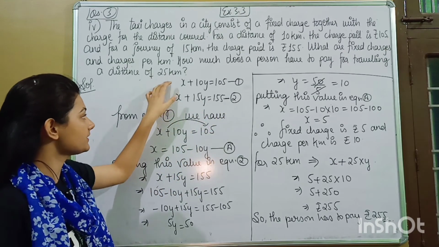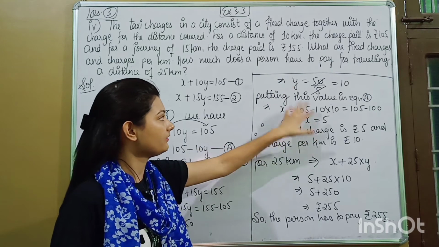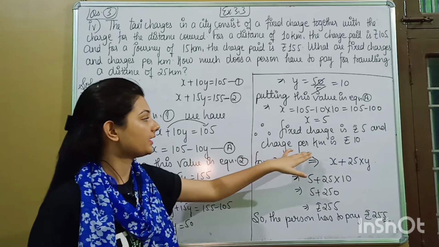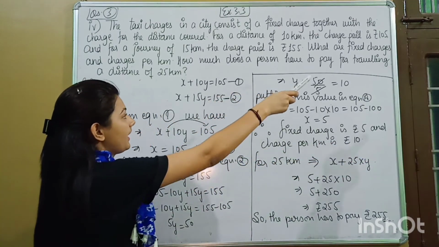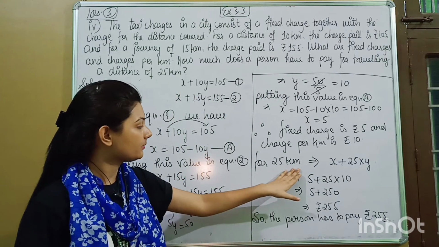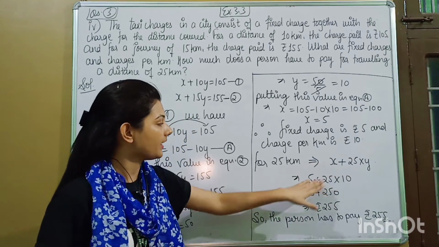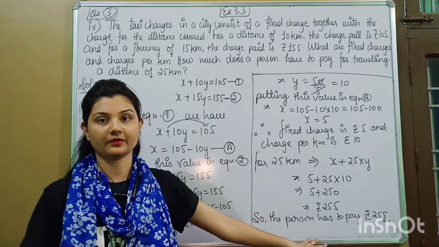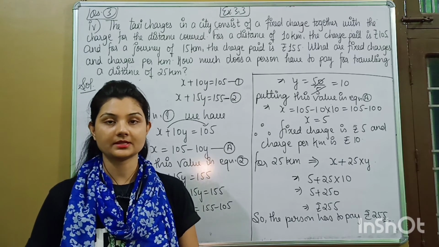Now we will again solve these equations by using the substitution method. So we get the value of x as 5 and y as 10. It means the fixed charge is rupees 5 and the charge per kilometer is rupees 10. Now we have to find how much a person has to pay for traveling a distance of 25 km. So for 25 km, the equation will be x plus 25y. We will put the values of x and y here. So the total charge he has to pay is rupees 255. So now this part we have completed. Now the fifth part of the same question.